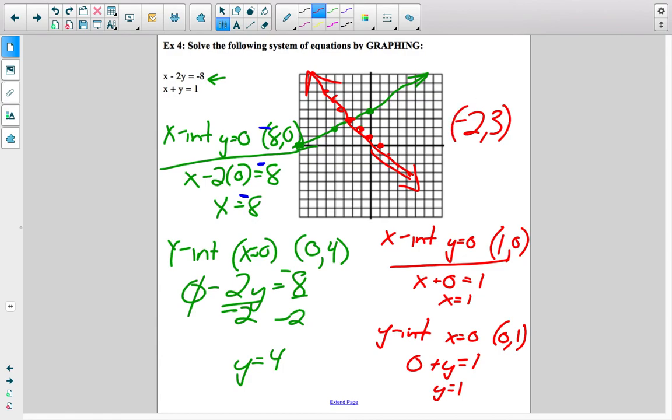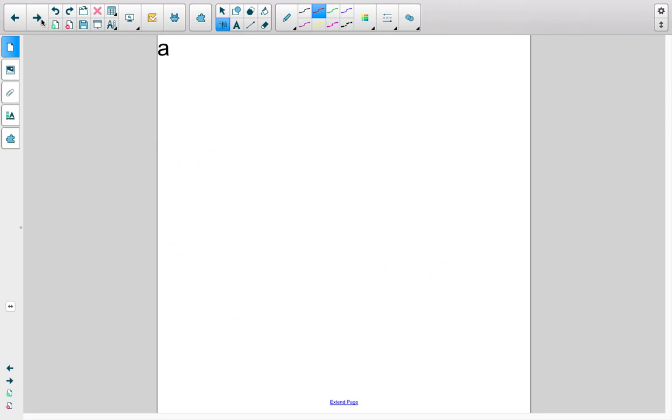Now maybe I calculated something wrong. Maybe that looks like a good answer, but it's not right. As I plug those values into each equation, it is correct. (-2, 3) definitely is the one point, the exact point or location of solutions.